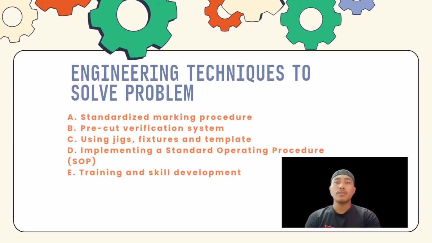Today, I will explain several engineering techniques used to solve problems and improve work quality. The first technique is the standard marking procedure, which ensures all measurement and marking are accurate and consistent. This reduces mistakes and helps maintain product quality.